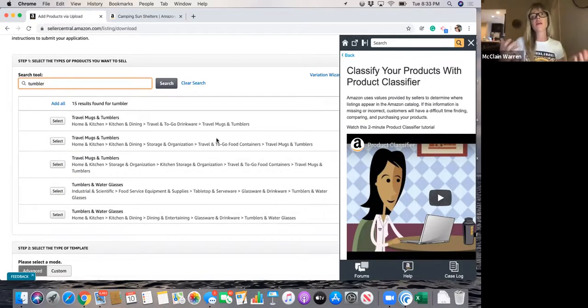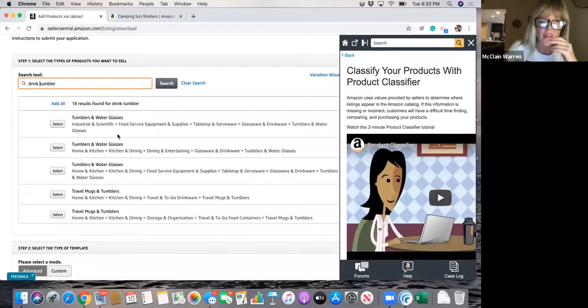Now, then the question becomes, okay, so which one do I choose? There's all these options. They all seem to work. Which one makes the most sense? Well, one thing I would suggest to you is testing out different ways to describe a tumbler, because it will actually really help narrow down what your product should be under. So let's say I want to call it a drink tumbler, okay?